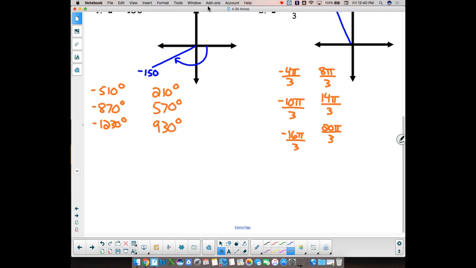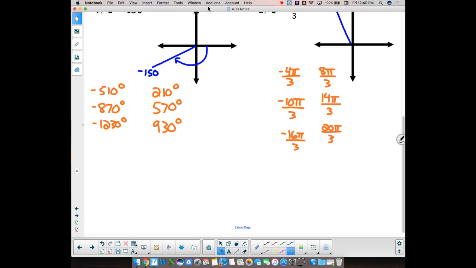On the left one, we were adding and subtracting 360 degrees. What am I adding and subtracting on the right one? 2 pi. But I'm not thinking about it as 2 pi. I'm thinking about it as 6 pi over 3, because that's 2 pi.